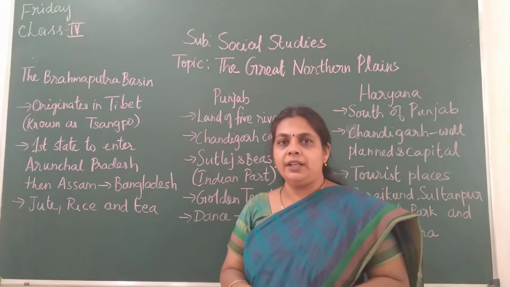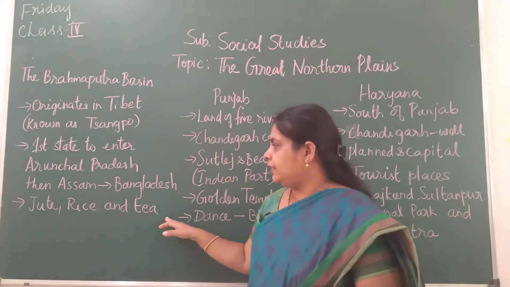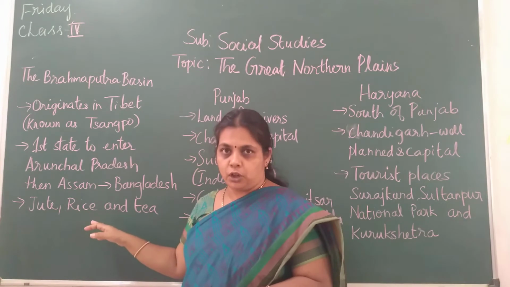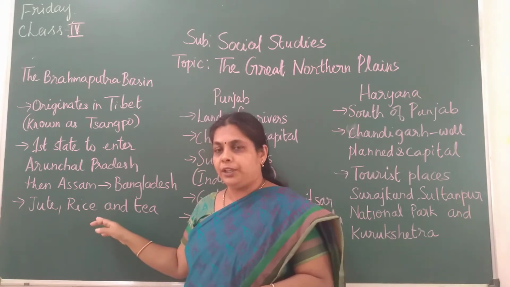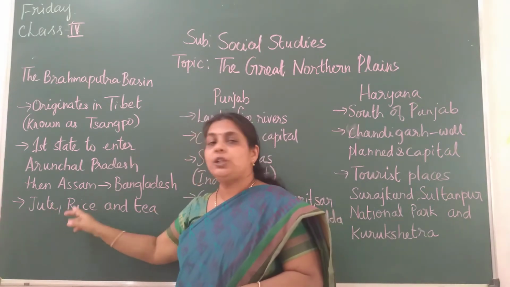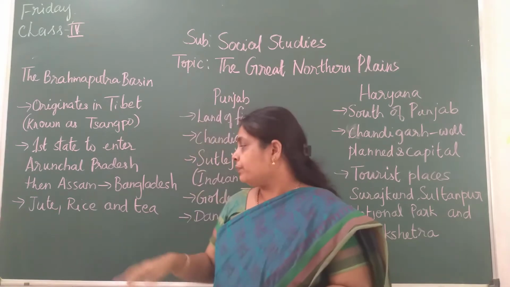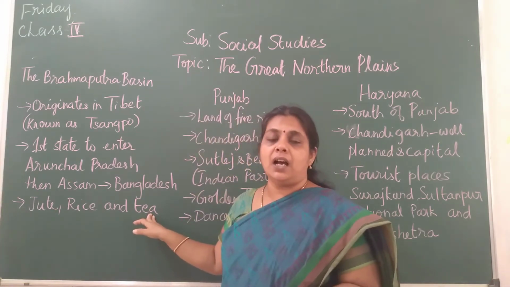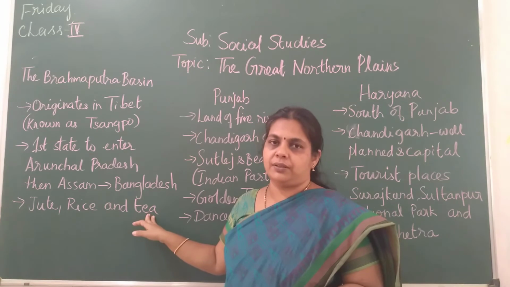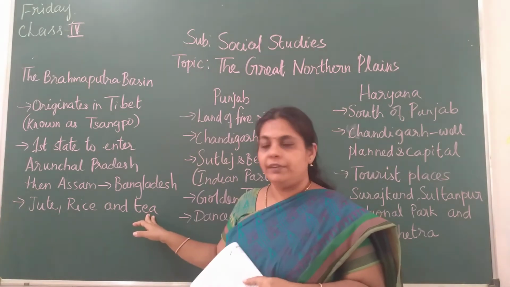Then as the soil is fertile, we can grow different types of crops, children. Some of the important crops are jute and rice. Then tea gardens are very famous here, children. Tea gardens are very famous.